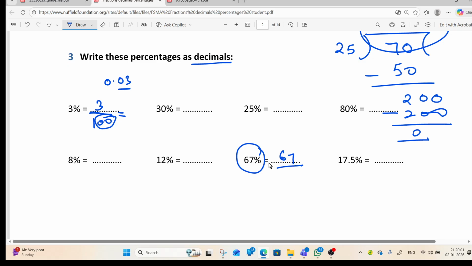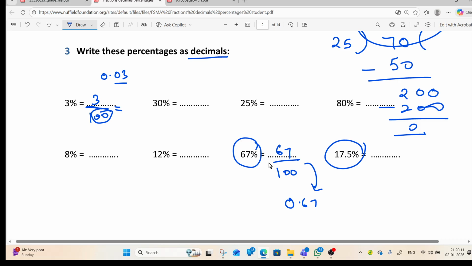67 over 100. Yes, and decimal. Convert this into decimal. 0.67. Very good. 17.5%, convert it into a fraction.